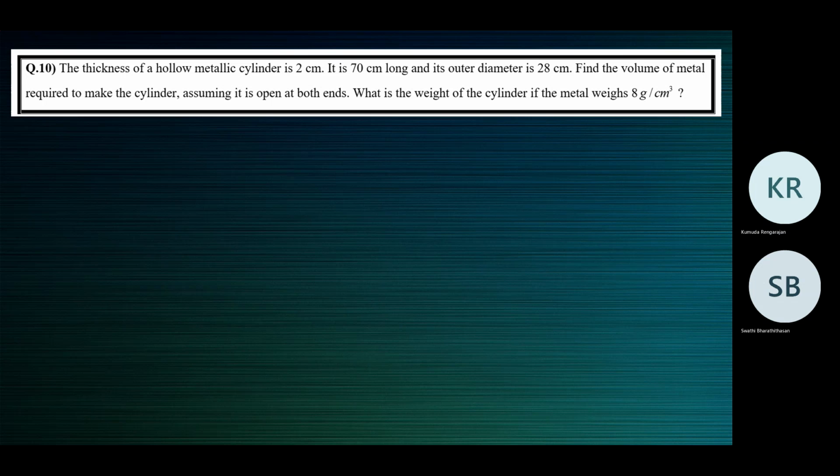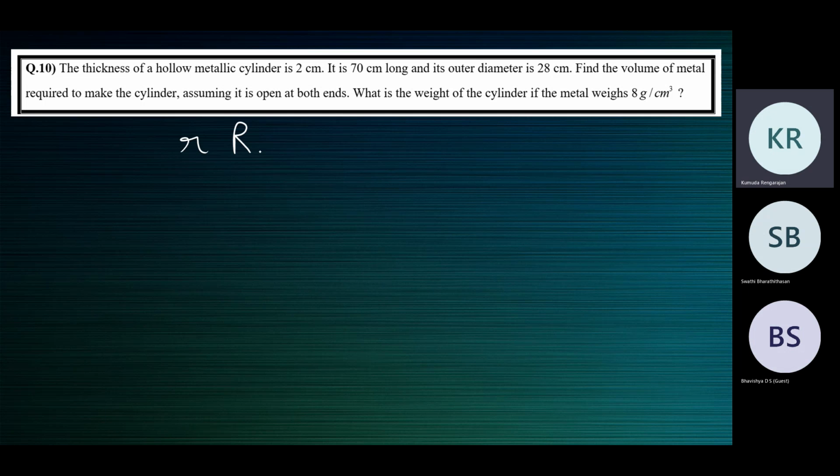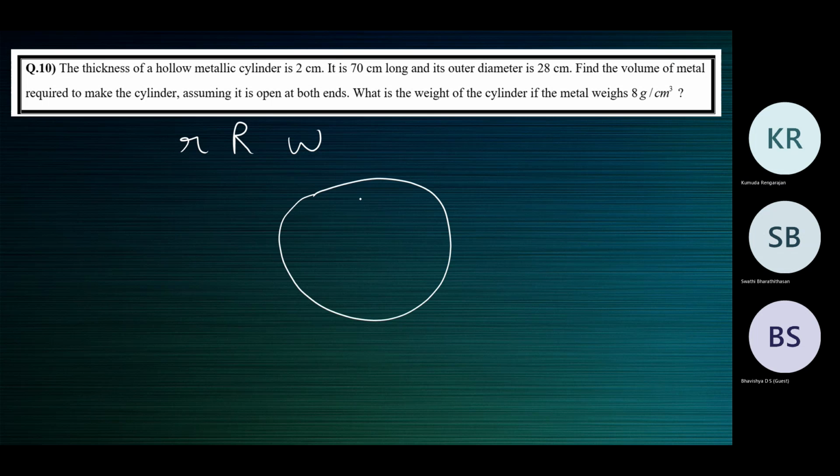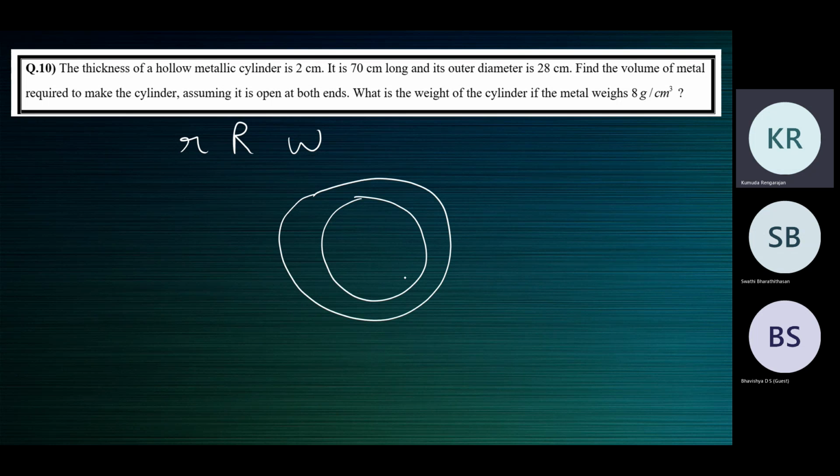Okay, fine. So let's just recall the relationship between inner radius, outer radius, and the thickness. Let me show you the cross section of a hollow cylinder. There are two concentric circles. The cross section of a hollow cylinder is a ring. A ring is the region between two concentric circles.